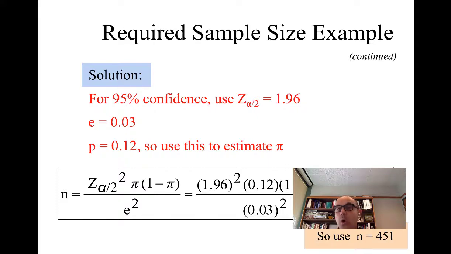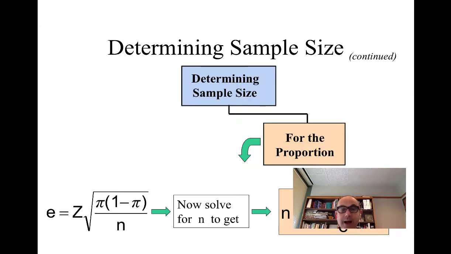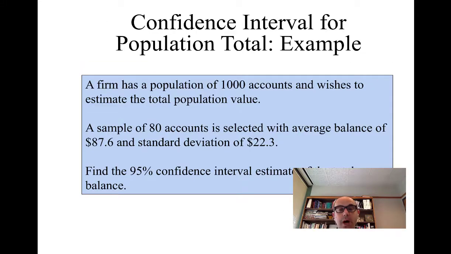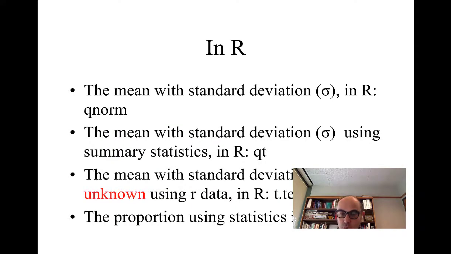So how do I do that? How do I pursue that? In this case, I plug the numbers that I have into this formula, in order for you to find that n is equal to 451. Next, the confidence interval for the population total example, and again, this is an example that I want you to follow in order to have a better sense of what it is, how we apply that, and how to do that.